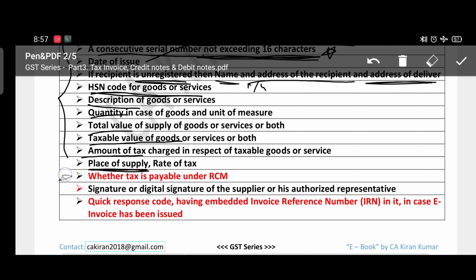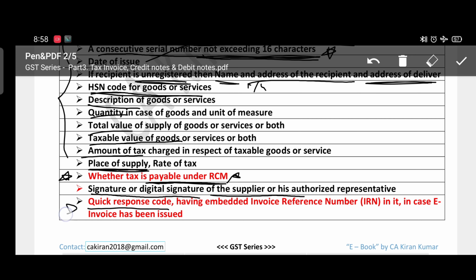And this is most important: whether the tax is payable under RCM. When the service is transport services or any advocate services or any other services which are mentioned in the RCM list, the reverse charge list, then in the tax invoice he has to mention that the tax is payable by the recipient. So this is most important, you have to mention it if you are providing RCM services. And the signature or digital signature of the supplier is mandatory.